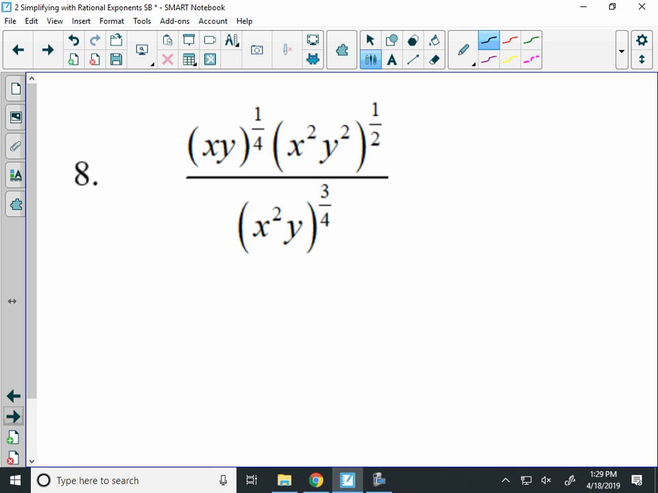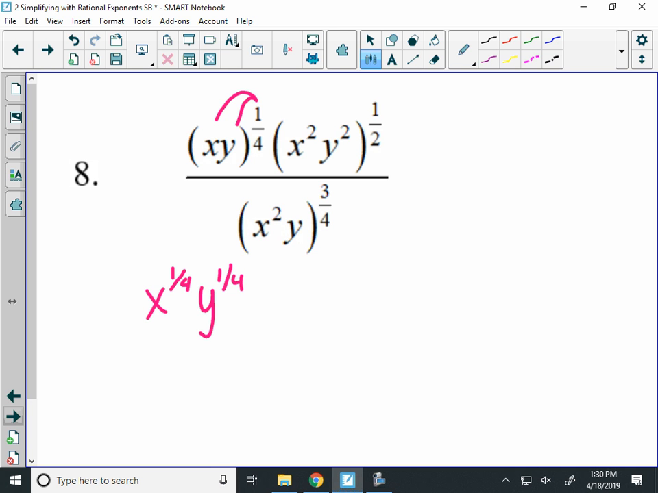Let's go to 8. This one looks fun. Doesn't it? Yeah. I mean, come on, look at that. What should I do? Not do it. We should do it. I skipped another one. We're going to do this one. I would distribute the part. Guys, pay attention to this one, please. Let's distribute. I will have x to the 1/4, times y to the 1/4.